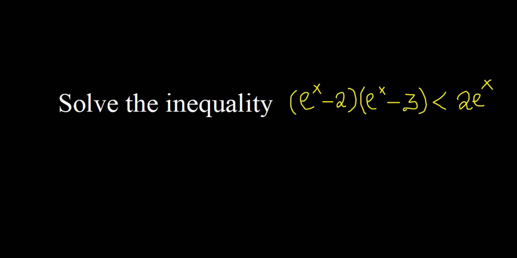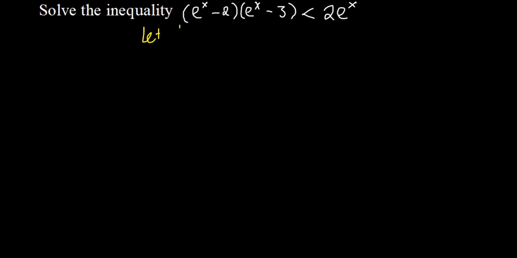Solve the inequality (e^x − 2)(e^x − 3) < 2e^x. First thing first, for us to be able to work out these inequalities, we are going to relate at the point where there is e^x any letter that we choose. So let me say, let b be equal to e^x.